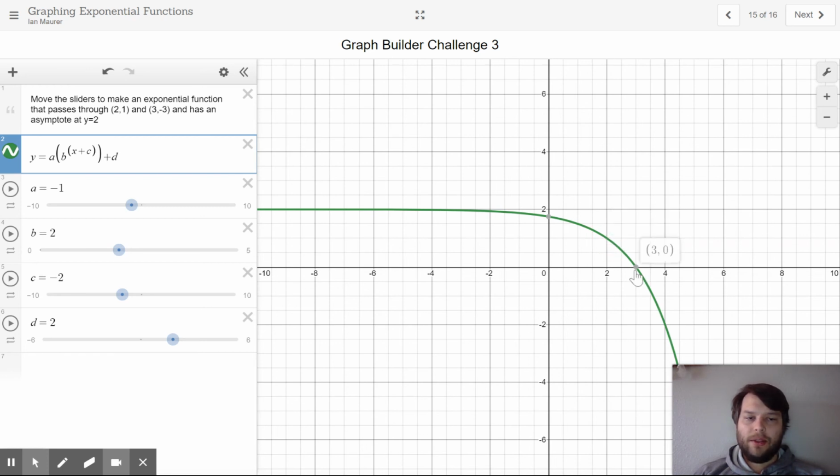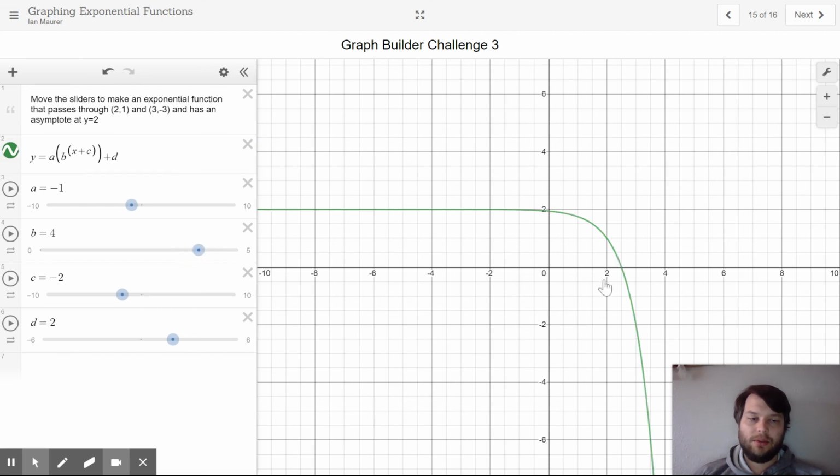And then here I've got (3, 0). I want it to be 3 steps further down. Right now that's a drop of 1. I want that to be a bigger drop. Let's make our b value steeper, steeper, steeper. I think 4 would work. Now why does 4 work? The 4 represents getting 4 times further away from the asymptote every step.